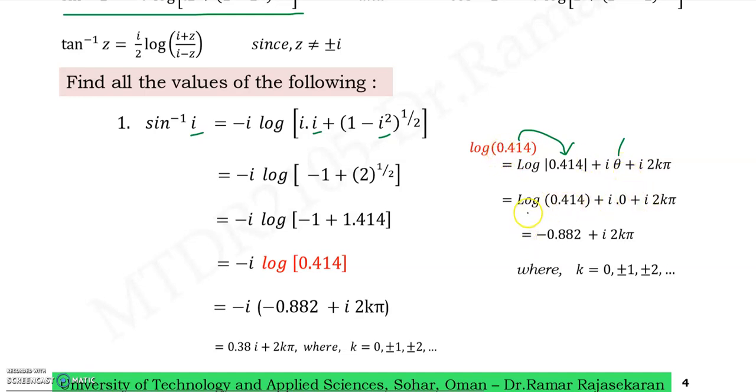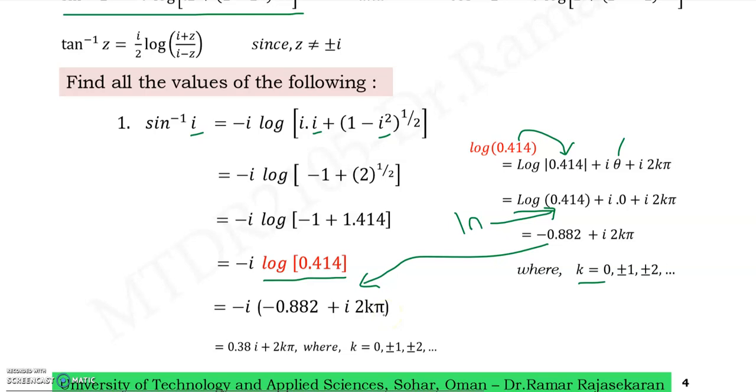So you write log of this value from the calculator. You have to find the ln value of this in the calculator, that is 0.882, plus this is 0, so plus I 2k pi. Now what is k? K is any integer. Now you substitute this value here. So minus I multiply, this I can replace by this one, so minus I multiply minus 0.882 plus I 2k pi.